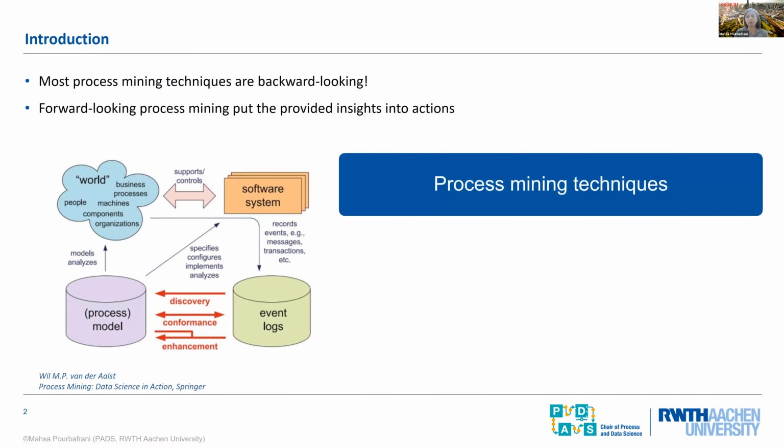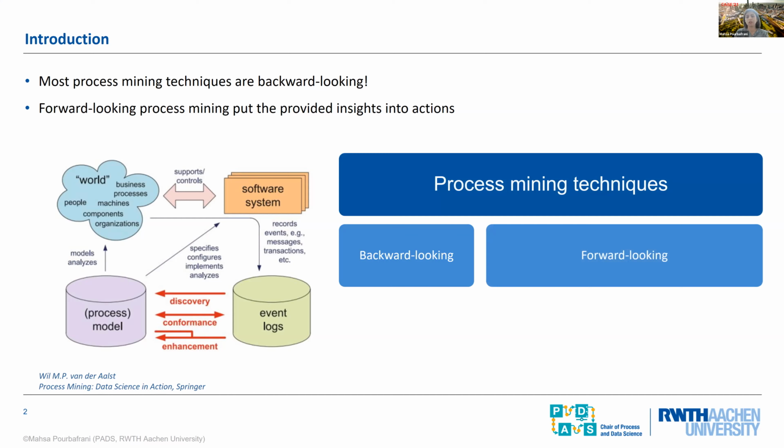So generally, we would say that within the process mining area we have two major types of techniques. We categorize them as backward-looking process mining and forward-looking process mining. We put discovery and conformance in backward-looking process mining, which could be called descriptive techniques as well, because we have the data and the process has passed. And now it's time to take a look and find out what has happened previously.